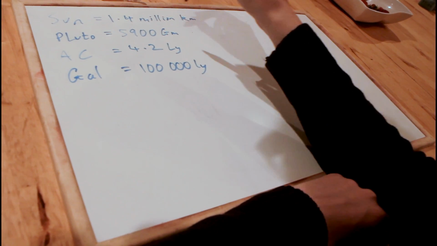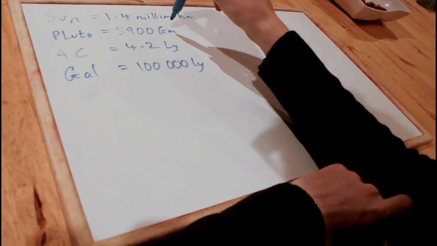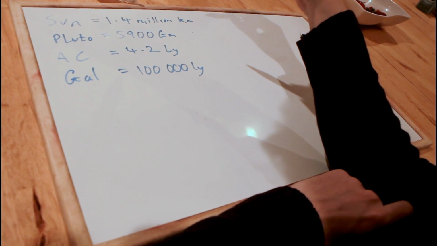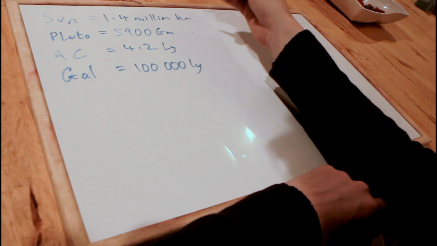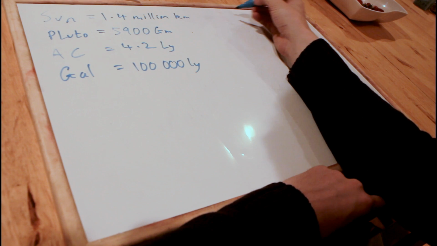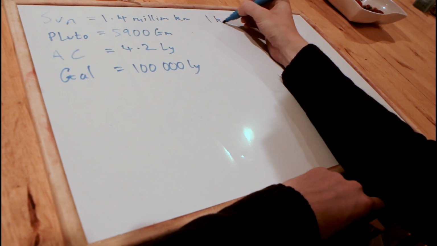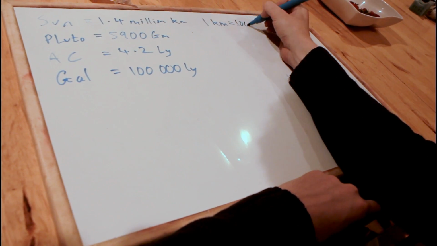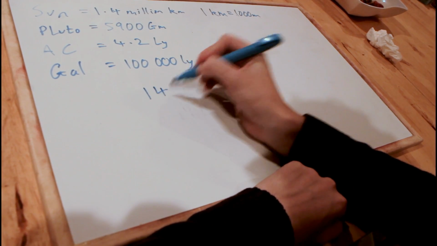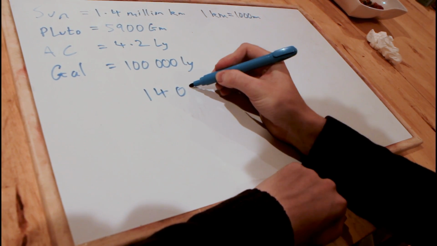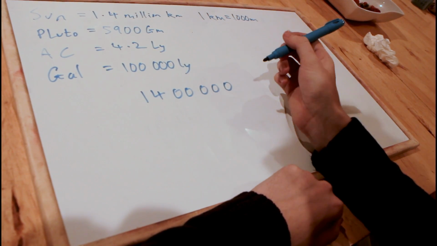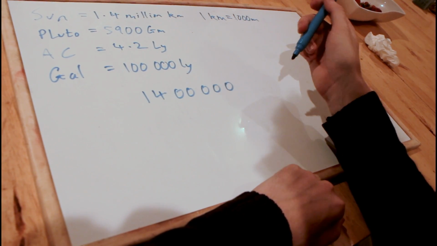So what we're going to do first of all is try and consolidate all of these into the same framework of units. I'm going to say meters, so we're going to turn all of these into meters. Now, 1 kilometer is 1,000 meters. Rather than writing out 1.4 million kilometers, that's quite a large number, and it'll take a lot of time, especially when we start getting into light years, to write all of these.